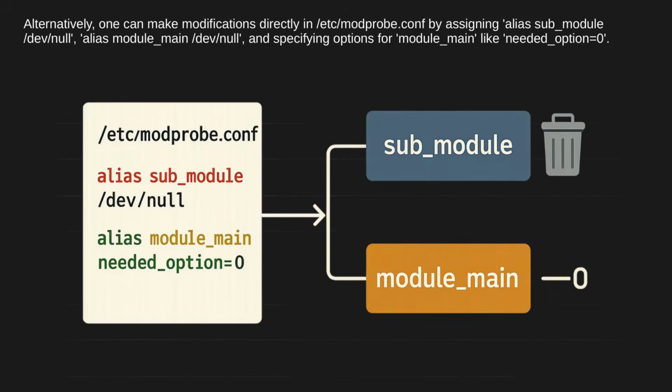Alternatively, one can make modifications directly in /etc/modprobe.conf by assigning alias submodule /dev/null, alias module_main /dev/null, and specifying options for module_main like needed_option and so on.